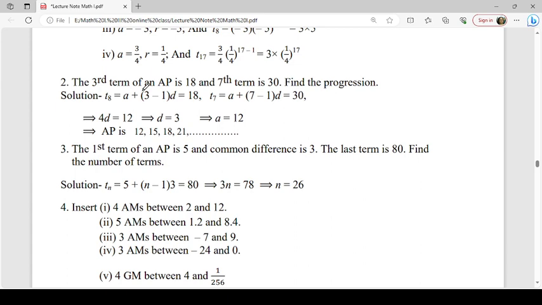Then the third term of an AP, this is a problem. The third term of an AP is 18 and the 7th term is 30. Find the first two terms, and we need to find the progression. So this is T3.